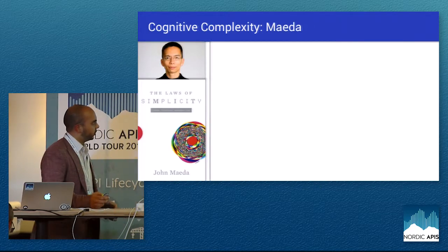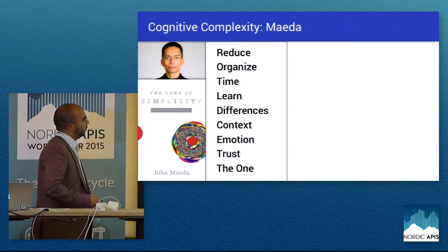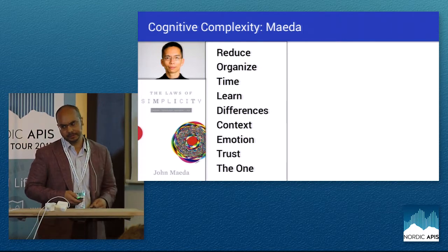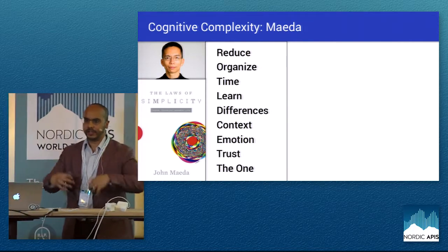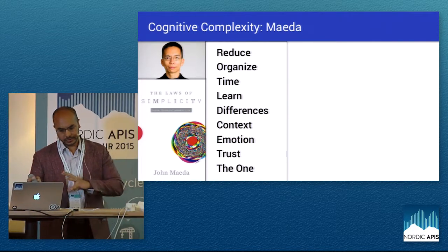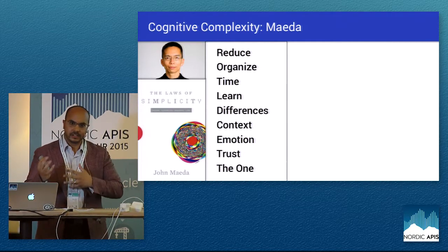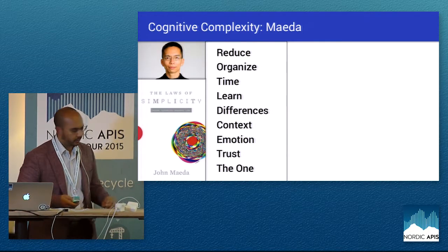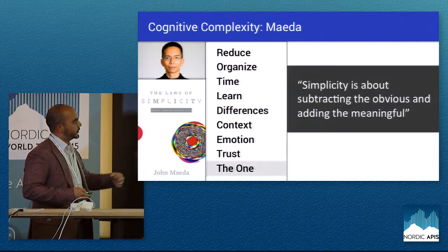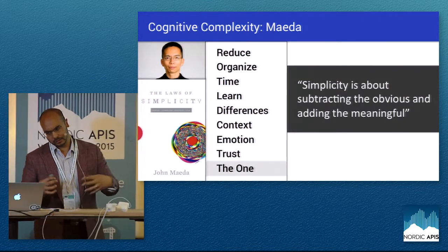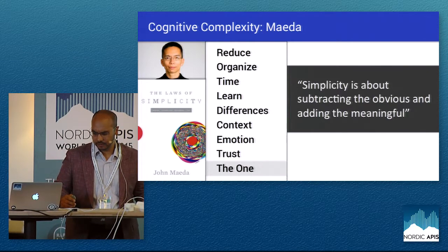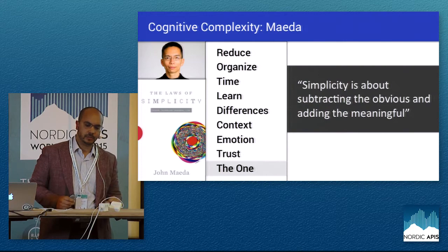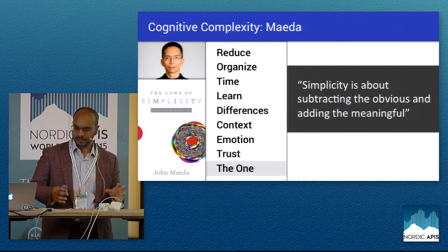Maeda, for his part, comes up with these 10 laws, and we're not going to go through them, but they're very similar in spirit, right? We want to reduce things, get rid of cruft, but also understand that complexity is part of the world and find a way for it all to fit together. The law he's probably well known for is this last one, where he says simplicity is about subtracting the obvious and adding the meaningful. Right? So somehow we have to get rid of things to make them simpler, but still add things that are useful.